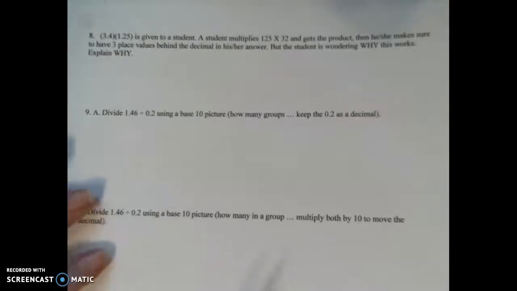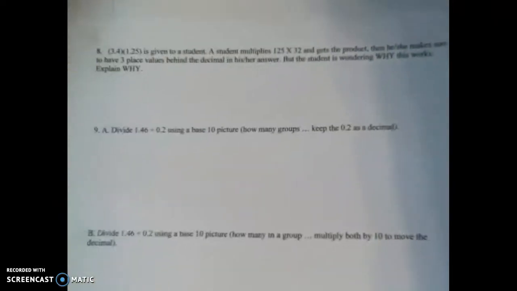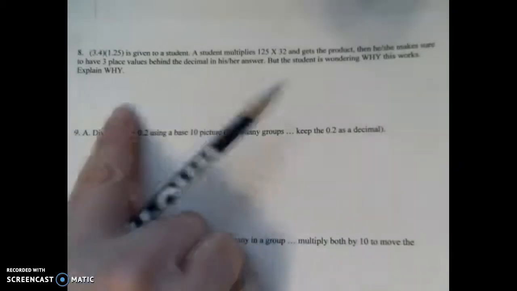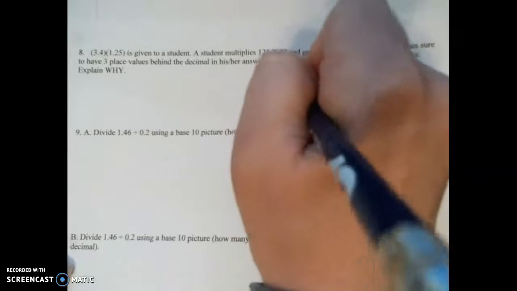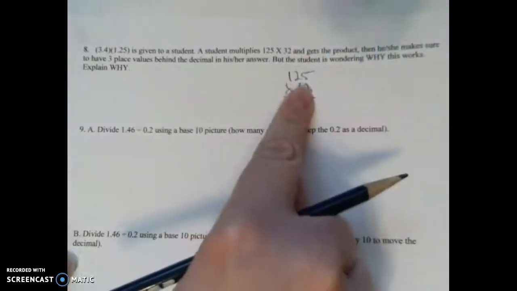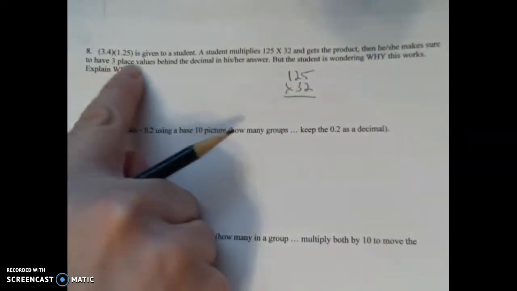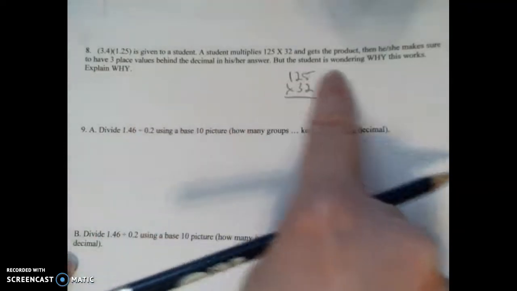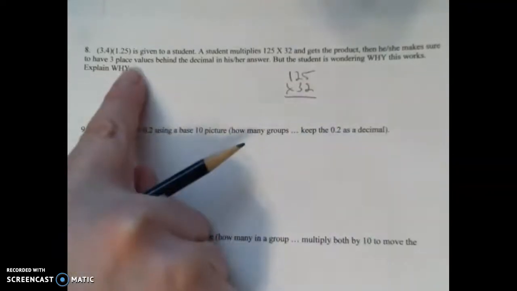So let's look at what we have here. This first one, I don't think I can zoom in anymore because I'll cut it off. A student basically ignores the decimals and just multiplies these and gets an answer. And they know that they need 3 place values behind the decimal. Why does this work? Okay, so let's think about it.